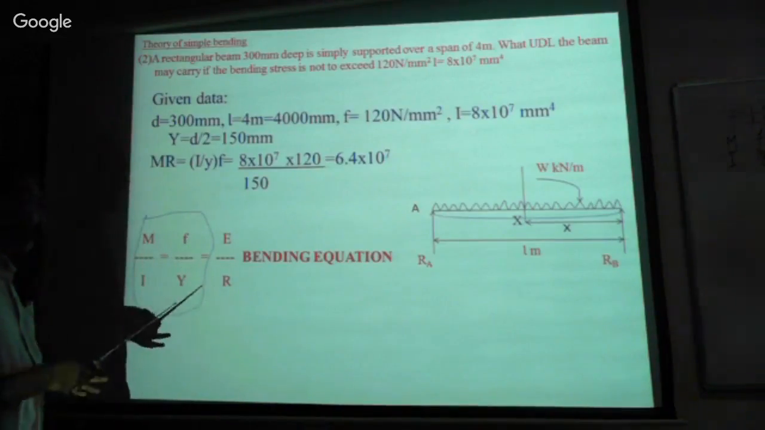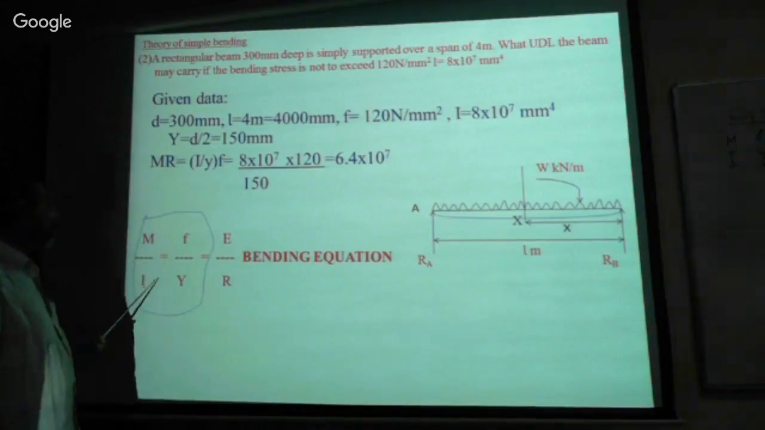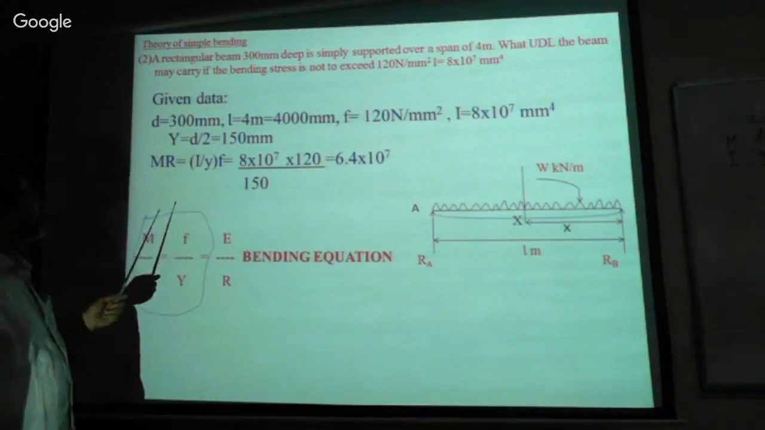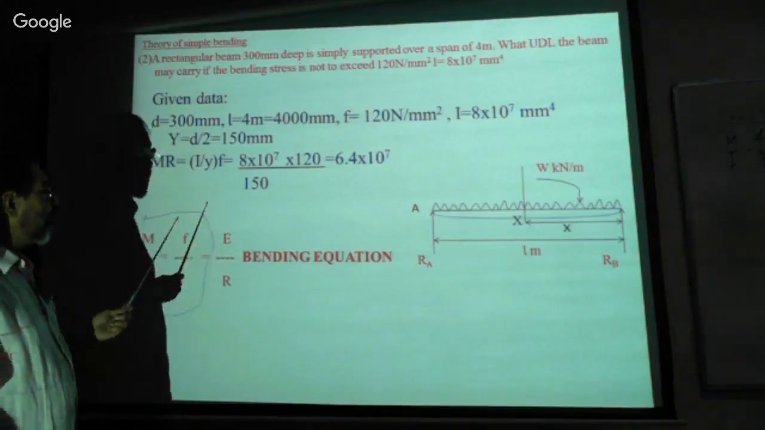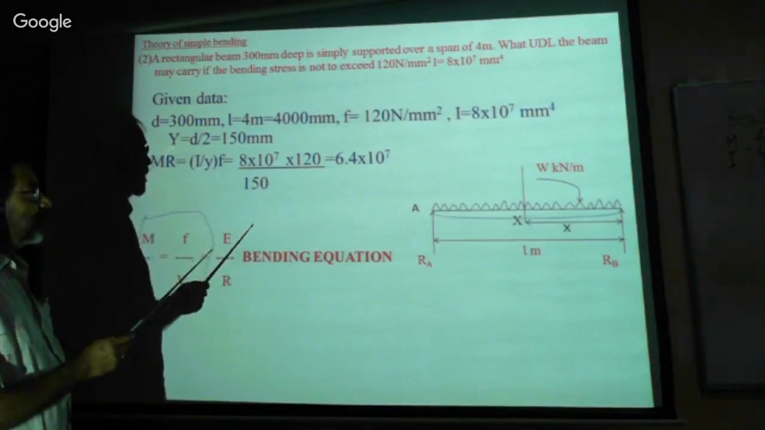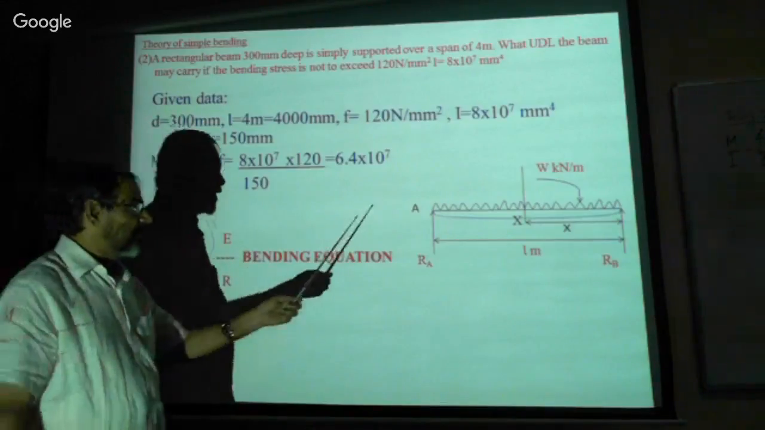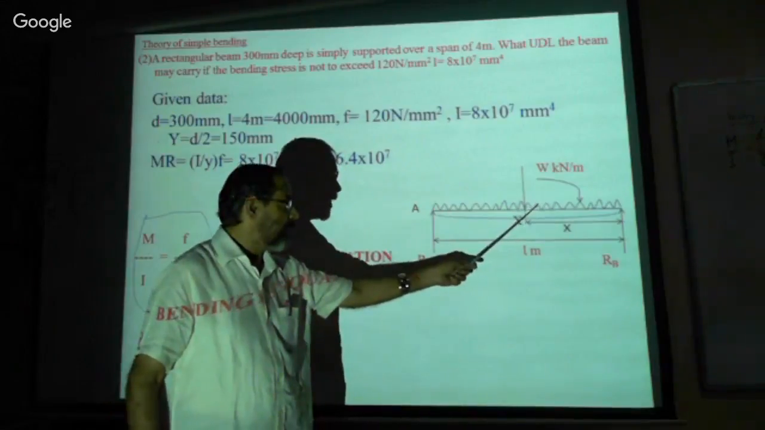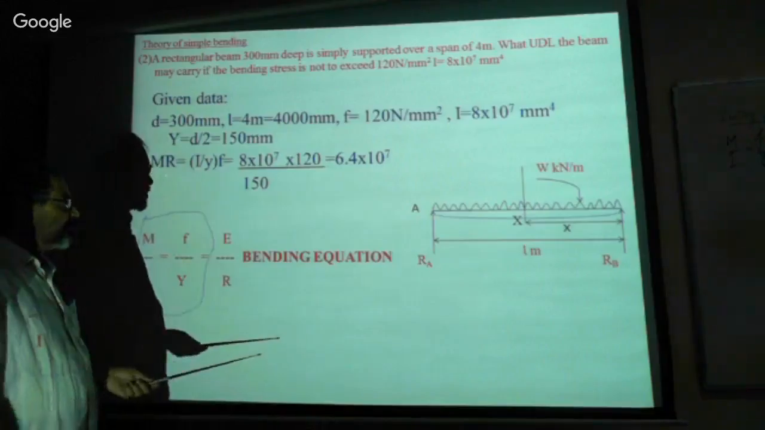From the bending equation, depending upon the data given and what we need to find out, they have asked to calculate what is the UDL, what is the load on the beam. They have asked what uniformly distributed load can be applied on the given section, isn't it? So therefore, we know that.